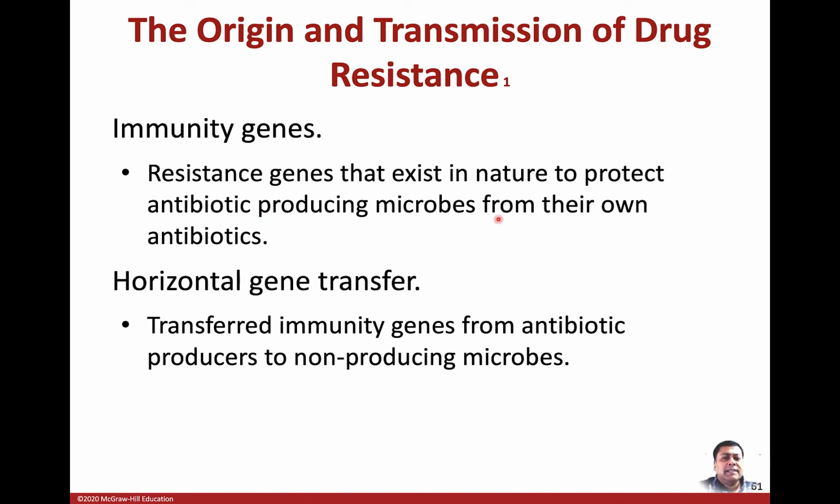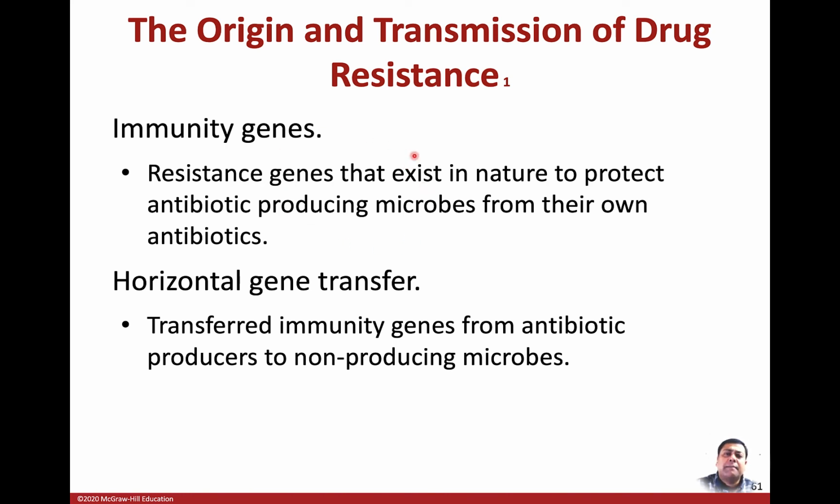These are called the resistance genes that exist in nature to protect the antibiotic-producing microbe from its own antibiotics. Because if a bacterium is producing an antibiotic, and if that antibiotic is detrimental to itself, it's going to commit suicide. So there are some particular genes that produce specific enzymes to degrade the antibiotics produced by this bacterium.